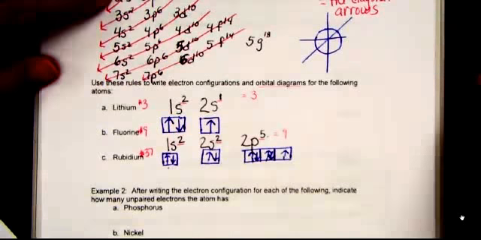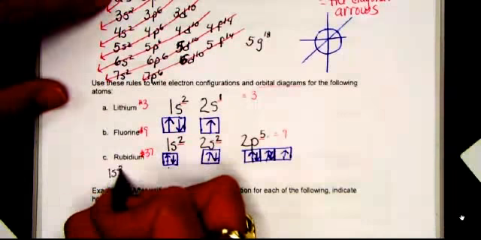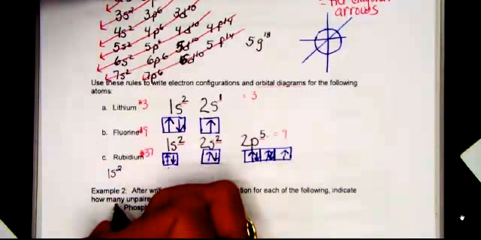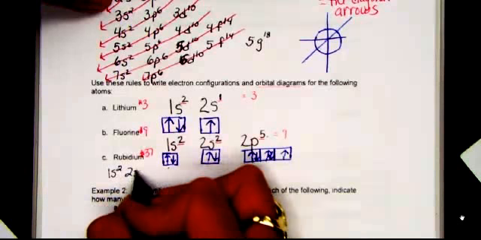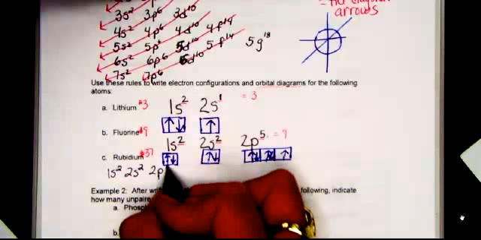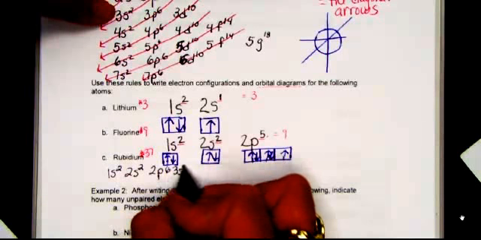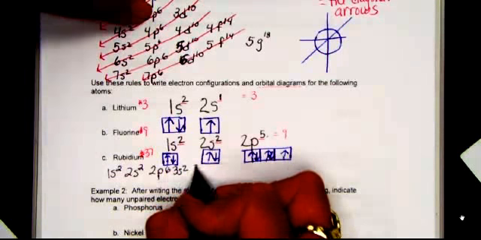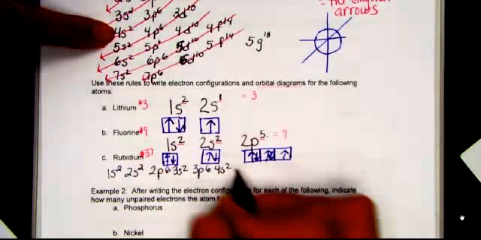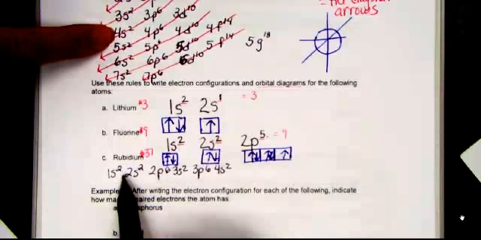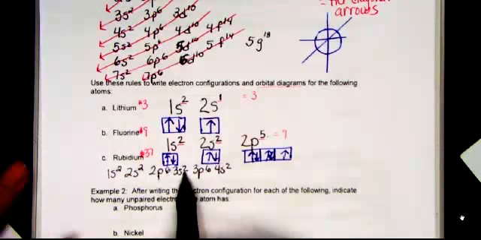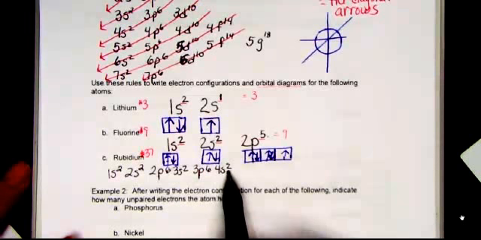Starting at the top of our pyramid, we write out 1s2. There's 2 down, 35 to go. From 1s2, we fill the 2s orbital with 2 electrons. We then move to the 2p6, 3s2, 3p6, 4s2. Let's count. 1, 2, 3, 4, plus 6 is 10, 11, 12, 18, 19, 20.